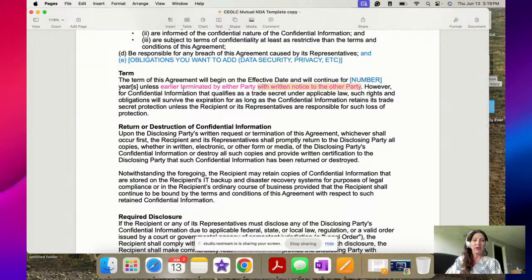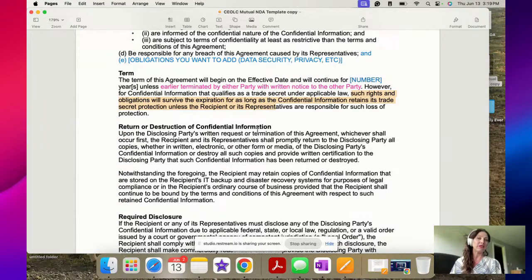we have a series of things that come after it. Oh, wow, look at this. Okay, so we've terminated by giving that written notice. However, for confidential information that qualifies as a trade secret, such rights and obligations will survive. What that means is that anything that falls into the survival category, sometimes an NDA will list, hey, sections 5, 8, and 12 survive.